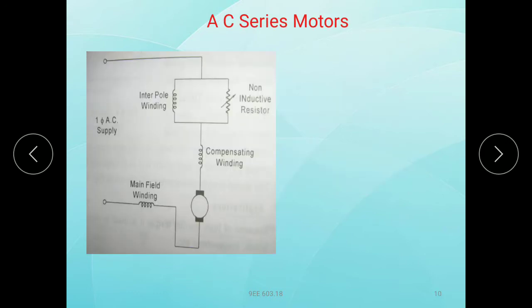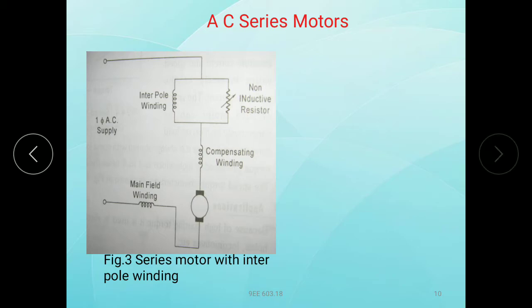Now next, here this is the main field winding, here the supply, and this is the single phase AC supply, and the compensating winding and interpole winding, and here the non-inductive resistor. Series motor with interpole winding.